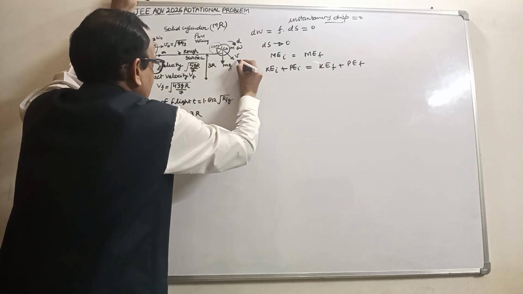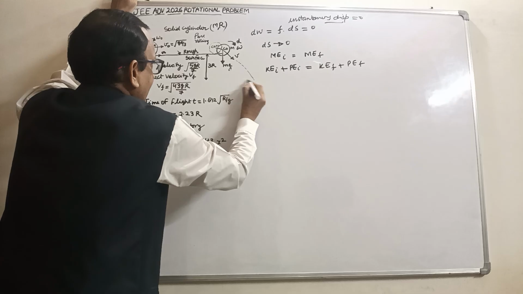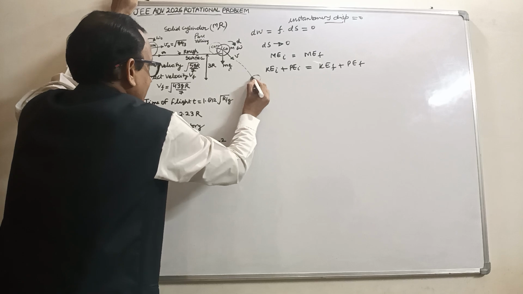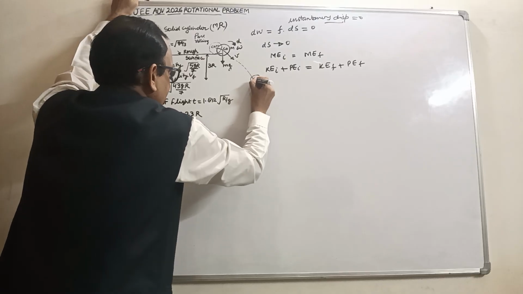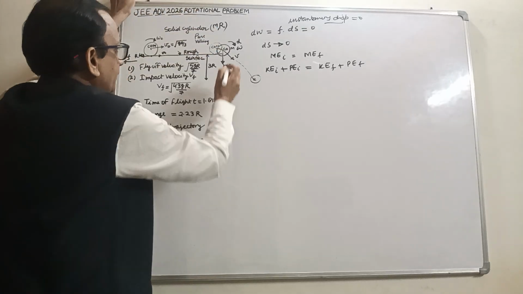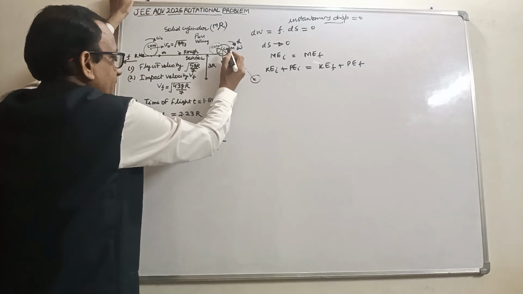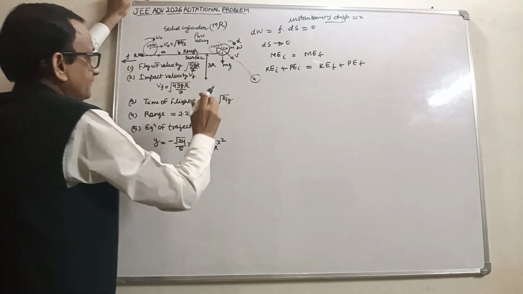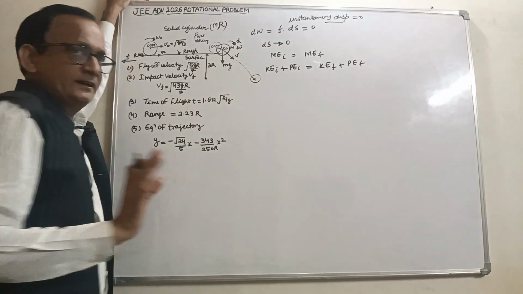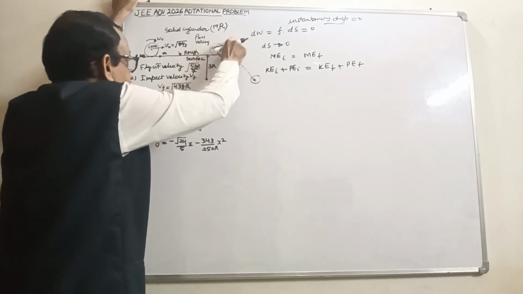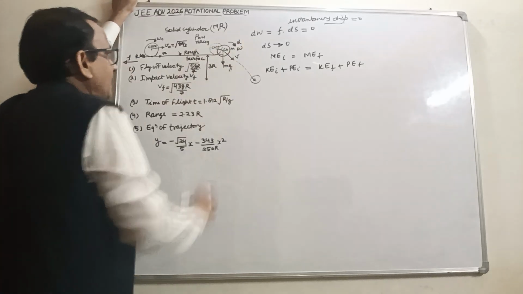Suppose this is detached, so the motion would be like this. This is the final velocity, and this is rolling. So over here, in the motion from this position to this position, the angular velocity is constant, but from here to here the angular velocity is increasing. So the final angular velocity would be omega.